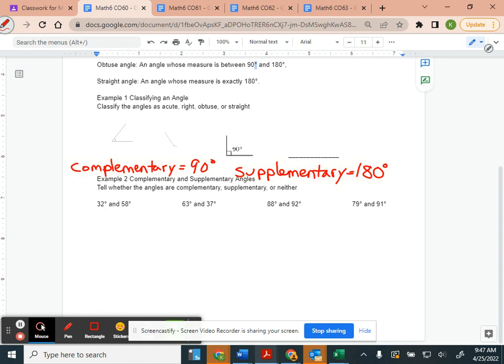All right, let's look at our complementary and supplementary angles. 32 degrees and 58 degrees. What does it equal? Tristan? 90. If we add the two together, it equals 90 degrees. So what kind of angle is it? Is it complementary, supplementary, or neither? It's complementary.